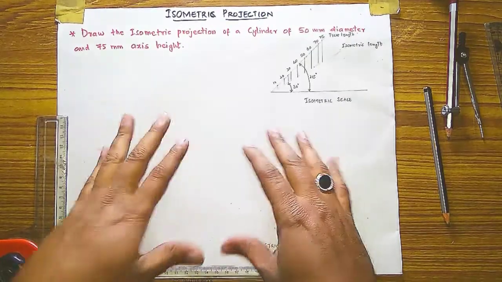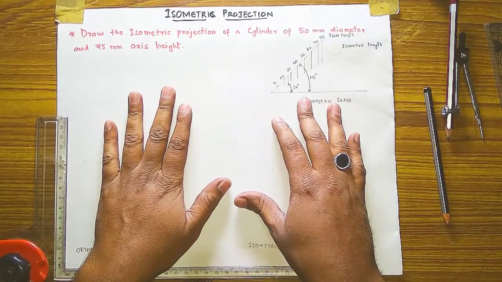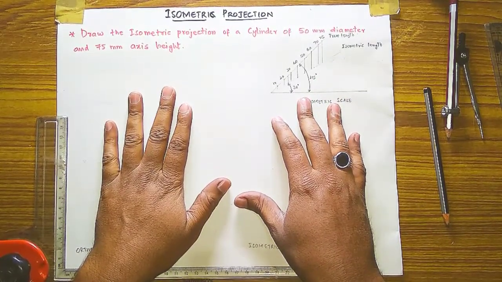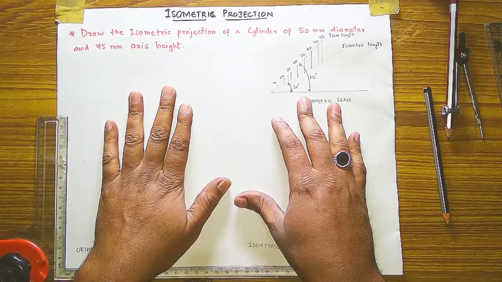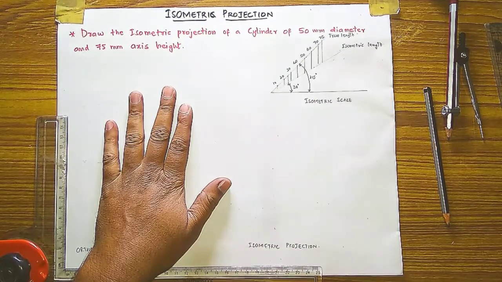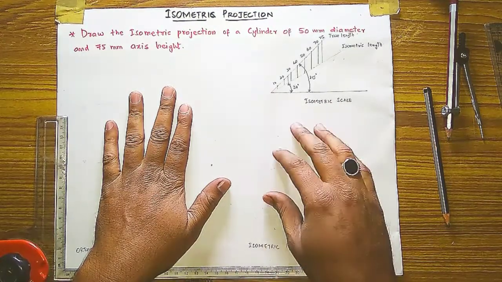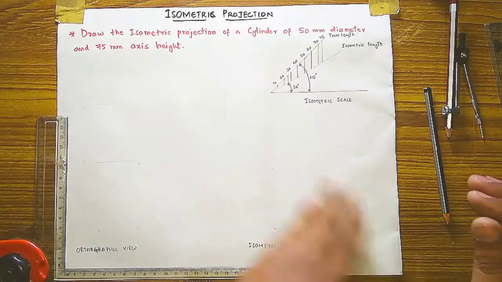Cylinder. So how to draw this problem? I am going to explain it in detail, and this problem is applicable to diploma, ITI and engineering students, and it is of 15 marks. It may be 10 marks also for different branches.